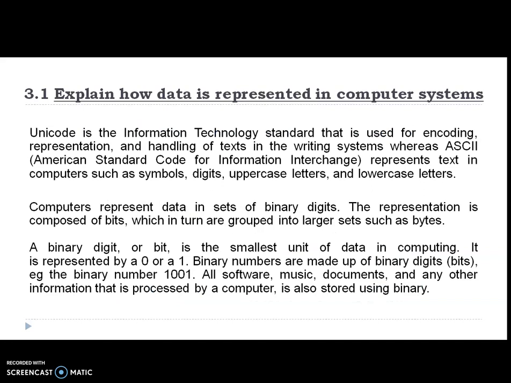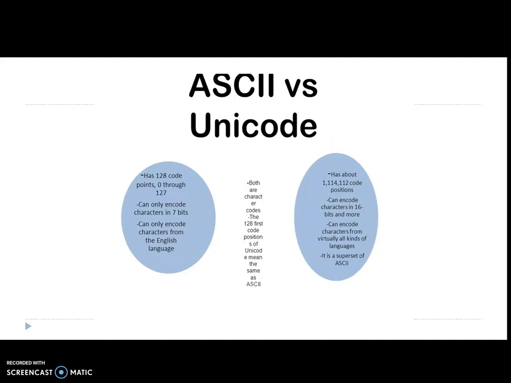Explain how data is represented in computer systems. Unicode is the information technology standard that is used for encoding, representation, and handling of text in writing systems, whereas ASCII, American Standard Code for Information Interchange, represents text in computers such as symbols, digits, uppercase letters, and lowercase letters. ASCII versus Unicode.